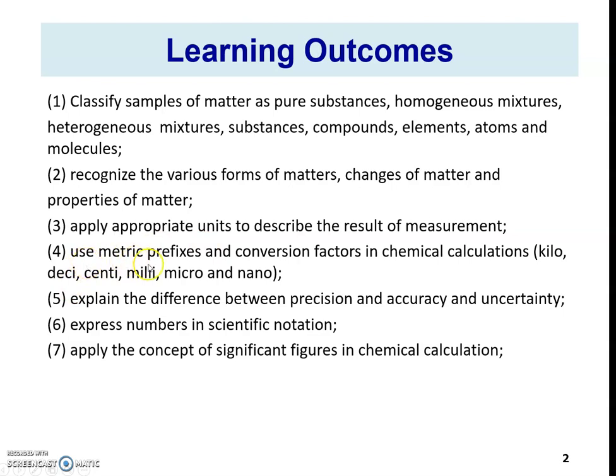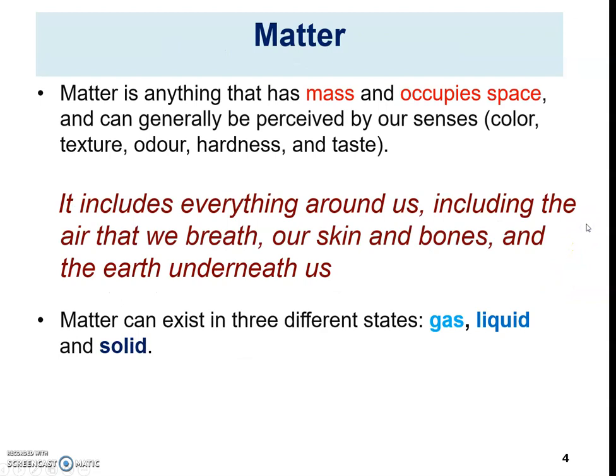Number 4, to use metric prefixes and conversion factors in chemical calculation, which are kilo, deci, centi, milli, micro and nano. Number 5, to explain the difference between precision and accuracy and uncertainty. Number 6, to express numbers in scientific notation. And the last one is to apply the concept of significant figures in chemical calculation.